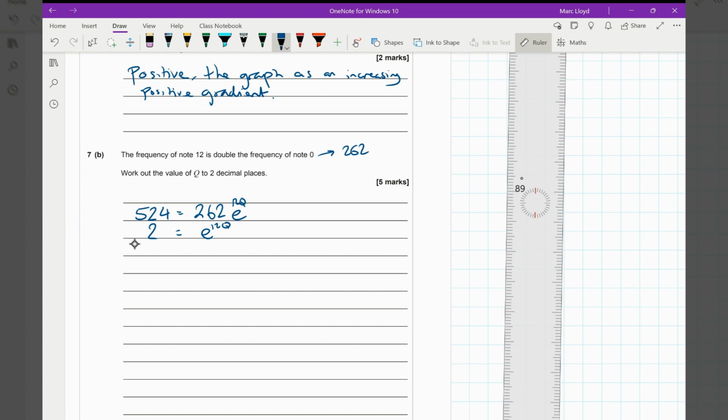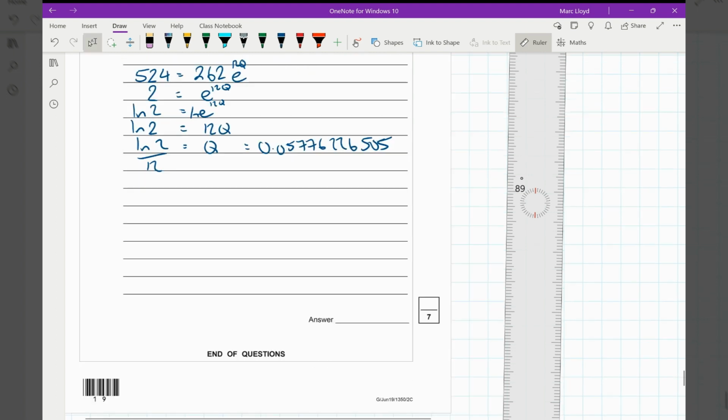Then if we apply the natural log to both sides, that's going to get rid of the exponential element. So the natural log of 2 will equal 12q. So ln 2 over 12 equals q. And then we run that through our calculator. ln 2 is a small number, divided by 12 makes it even smaller. So 0.05776226505. The question wants it to 2 decimal places, which means that our answer will be 0.06.